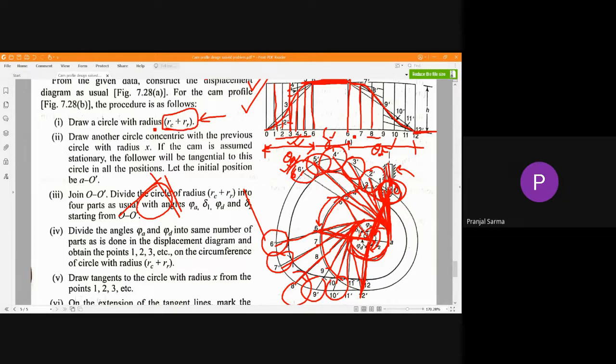Done. Now from here to here, this is the dwell. Dwell means constant radius. So whatever this radius is, you will draw a constant radius curve up to this much. Then next, once again, the lower positions of those rollers, you will join with a smooth curve up to this much. Done. And after that, once again this is the dwell only, so a constant radius curve.